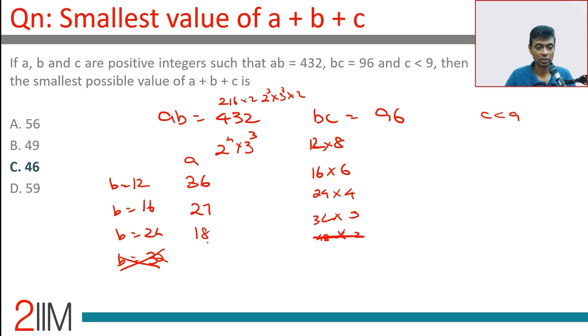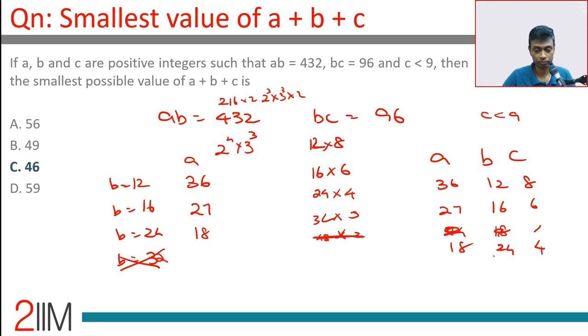Lovely. So we have A, B, C. A could be 36, B could be 12, C could be 8. This looks nice. Or A is 27, B is 16, C is 6. Or A is 18, B is 24, C is 4. One of these is the answer.